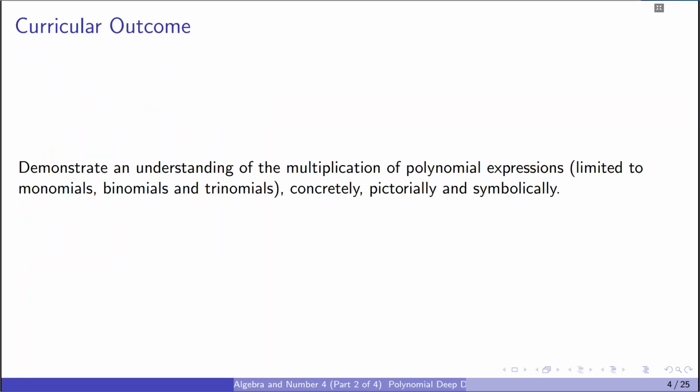Our curricular outcome is to demonstrate an understanding of the multiplication of polynomial expressions, limited to monomials, binomials, and trinomials, concretely, pictorially, and symbolically. That limited to statement should make more sense after this lesson when we define the binomials, monomials, and trinomials.